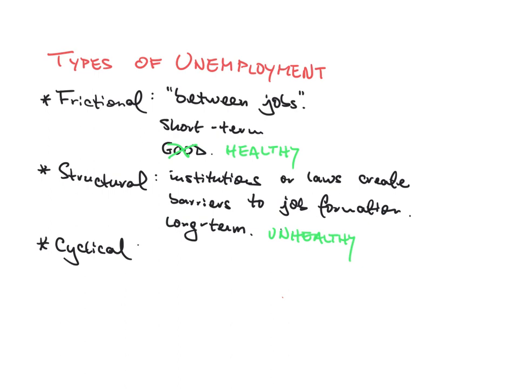Now, the third type of unemployment is cyclical unemployment. This is due to economic fluctuations. The economy is bad and demand for some industry goes down. The industry has to lay off workers. Once the economy picks up again, the industry will employ workers again.